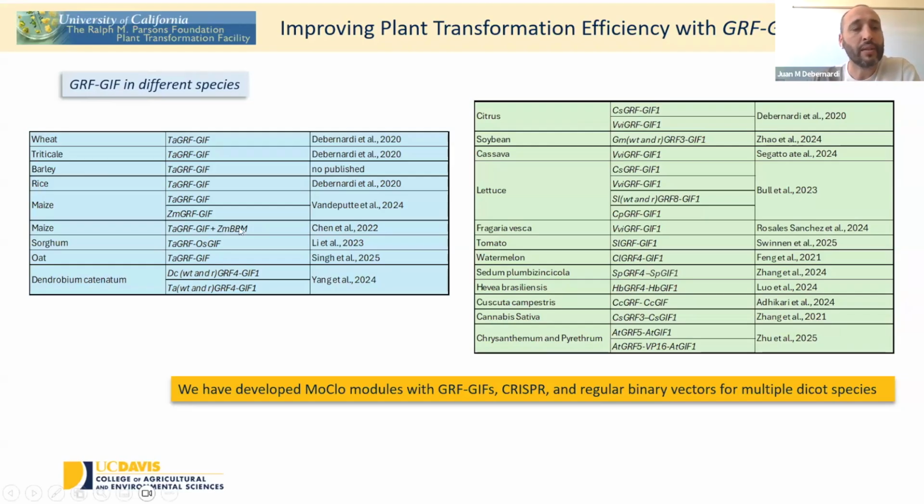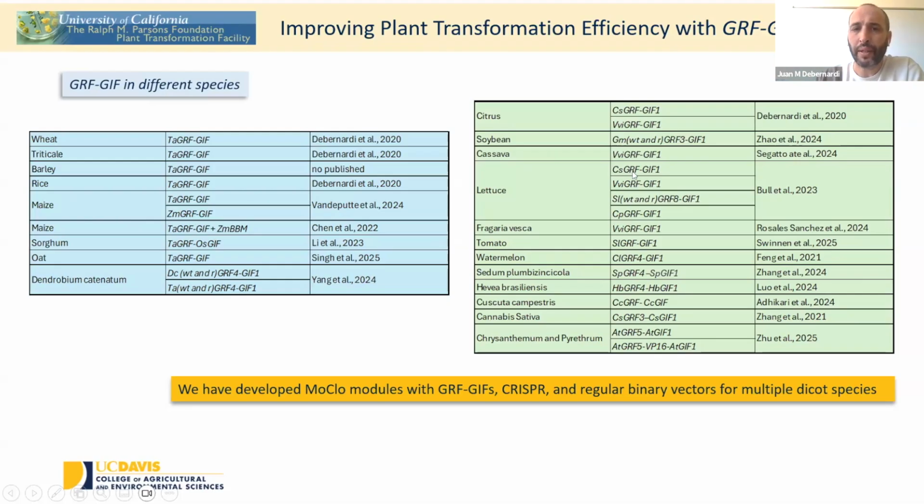GRF-GIF was validated in several crops, in several monocots, including maize, sorghum, oat, rice, and also in several dicots. I saw that in the audience is Lawrence. With Lawrence, we published together. Lawrence led that work using GRF-GIF in maize, and he also showed that using GRF-GIF with a ternary vector actually makes a big effect.